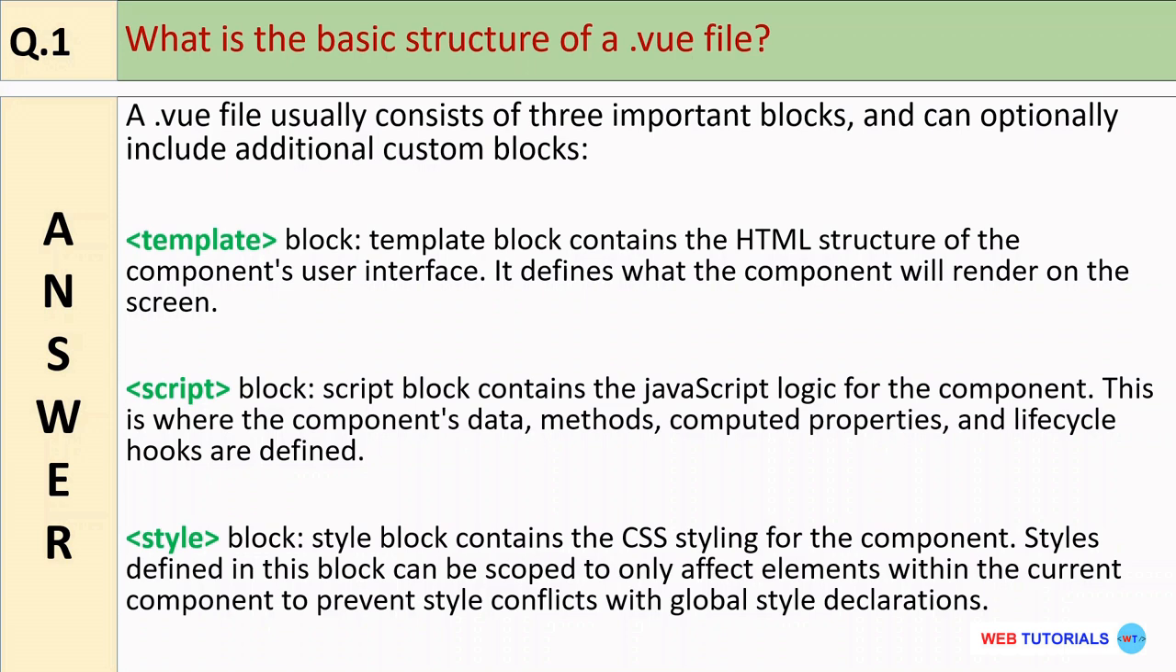What is the basic structure of a .vue file? A .vue file typically consists of three blocks and may include additional optional blocks. First one is the template block. Template block contains the HTML structure of the Vue component's user interface. It defines what the component will render on the screen.